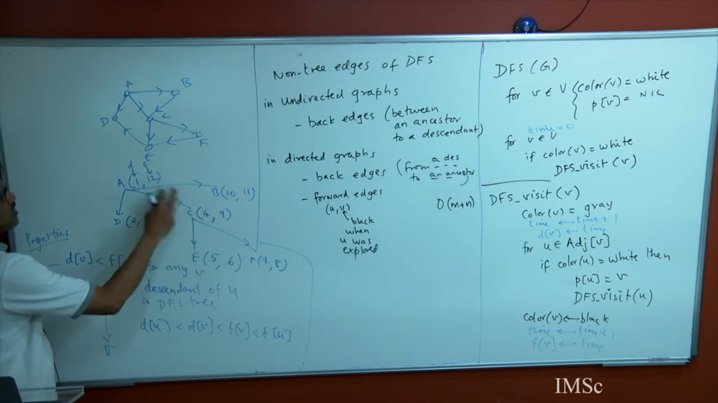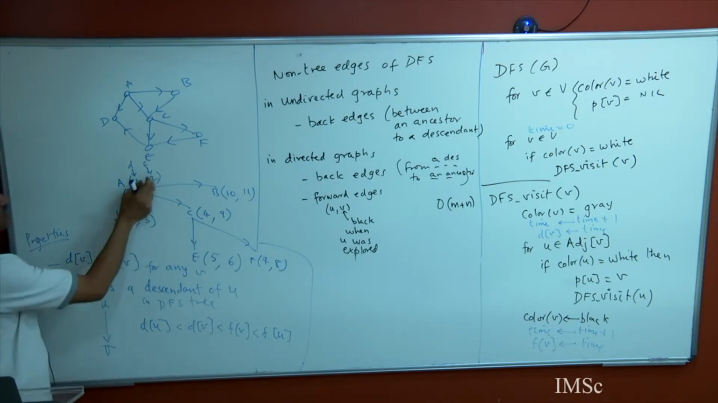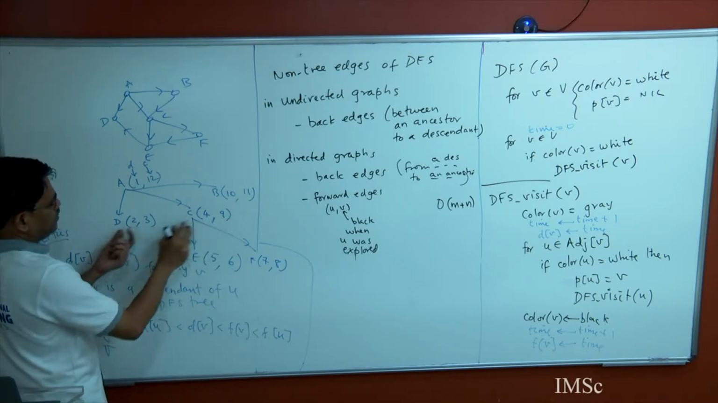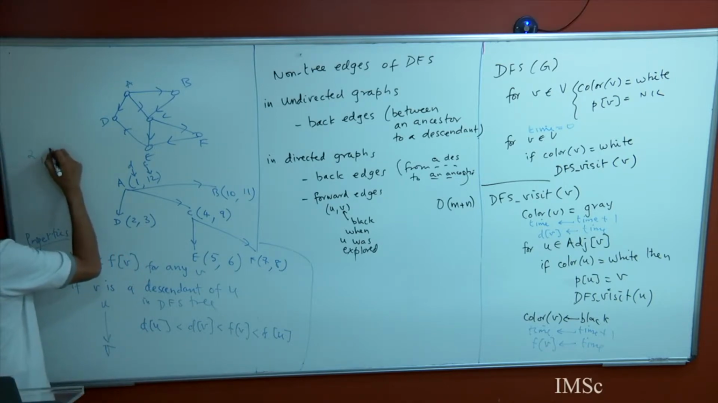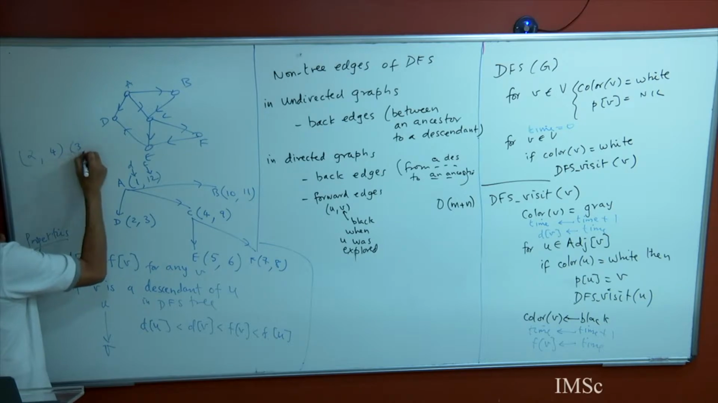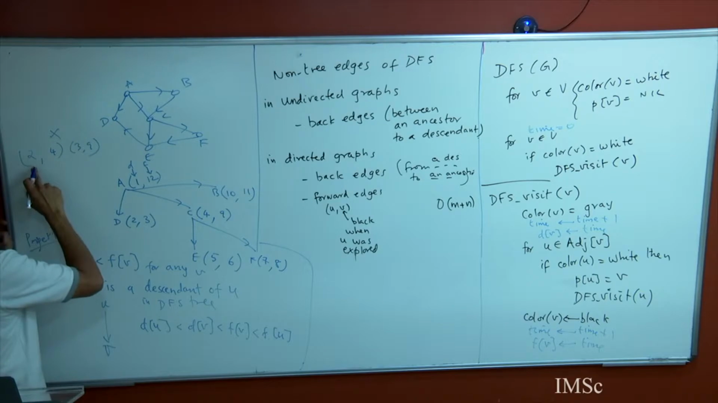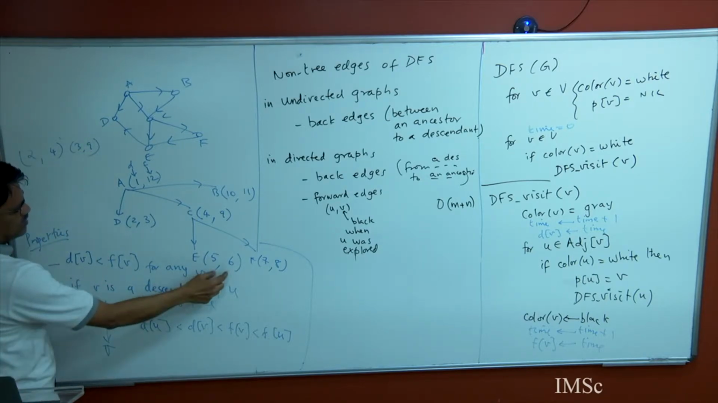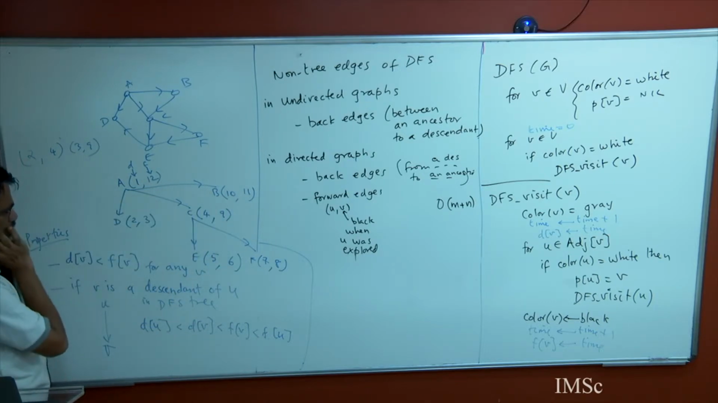So 4, 9 is sitting entirely inside 1, 12, and 2, 3 is sitting inside 1, 12, but 2, 3 and 4, 9 are completely disjoint. It's not possible that you will have 2, 4 for somebody and 3, 9 for somebody else. This is not possible. So 5, 6 is entirely sitting here, 7, 8 is entirely sitting inside, 10, 11 is sitting inside this, and so on. And these guys are completely disjoint.